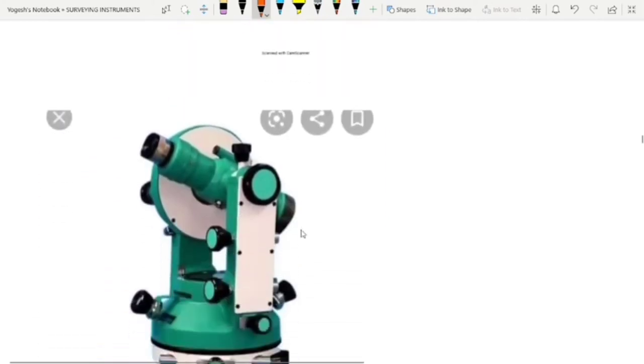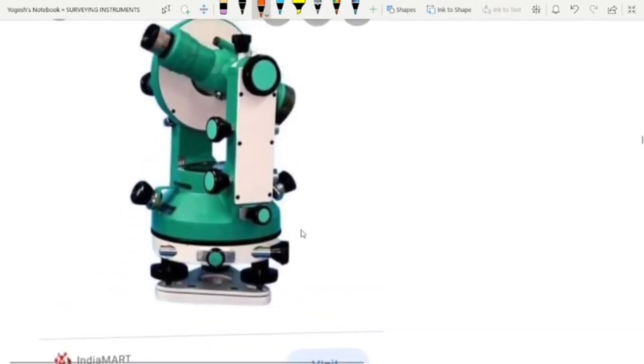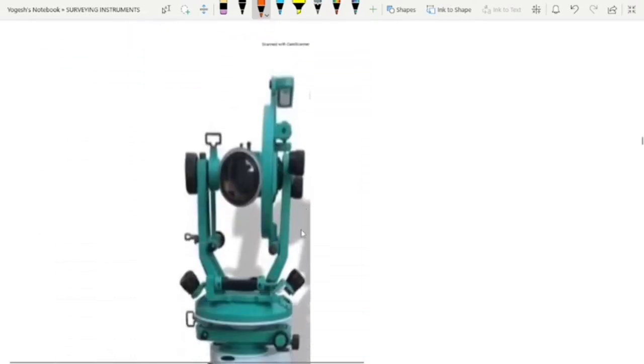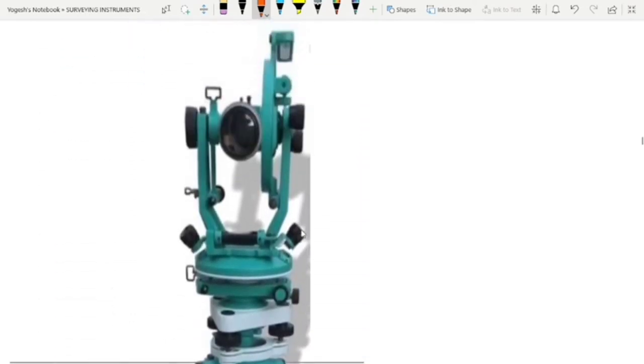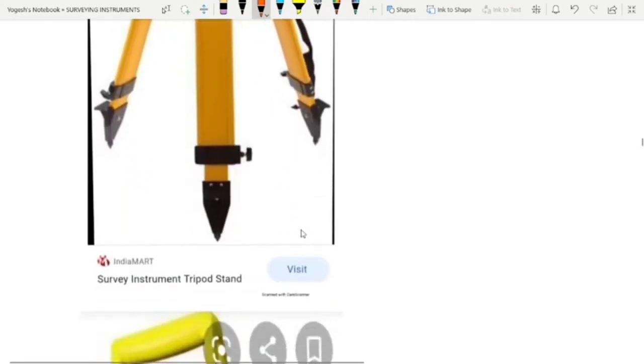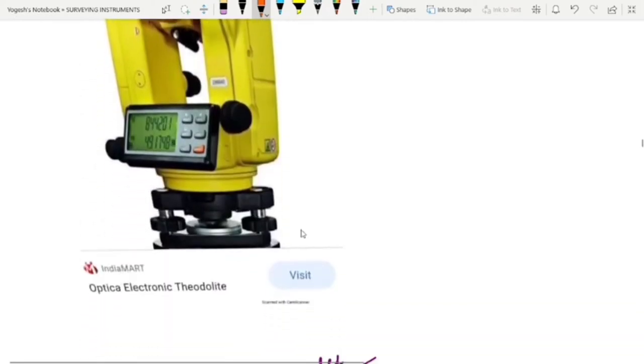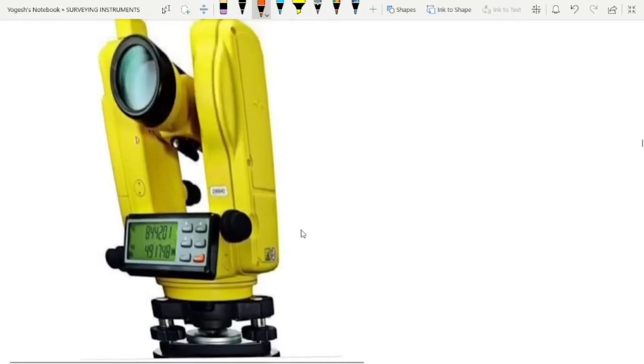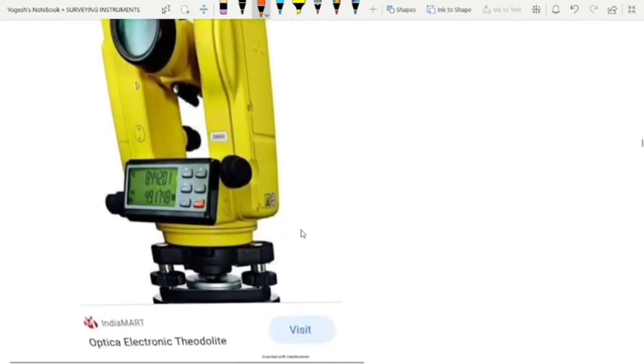Please be careful. This is basically a vernier transit theodolite. This is a vernier transit theodolite also. This is a tripod stand. This is the electronic theodolite.